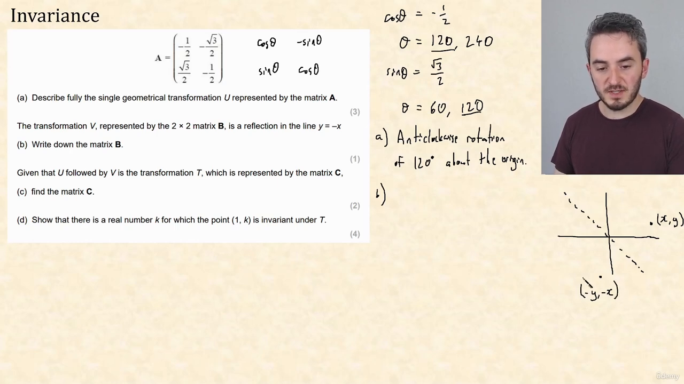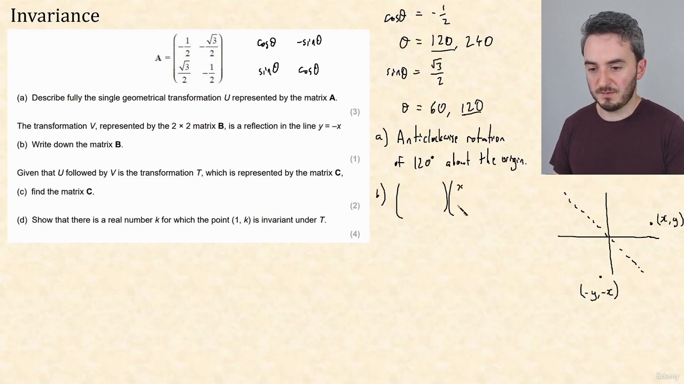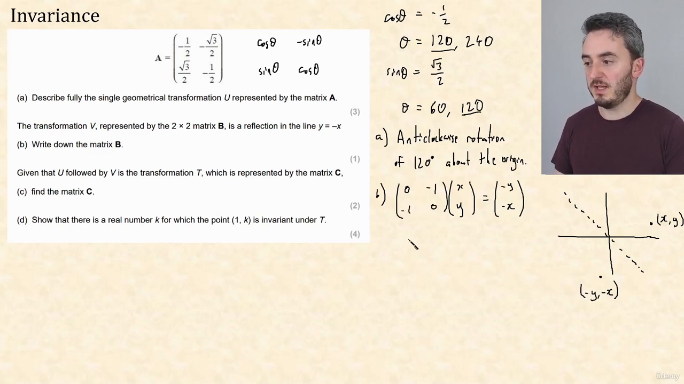So what's the matrix that turns (x, y) into (minus y, minus x)? If you just remember this, it's fine, it's only one mark. It's going to be no x's and minus 1 y to get the minus y, and minus 1 x and no y's. So the answer is that B is (0, minus 1; minus 1, 0).